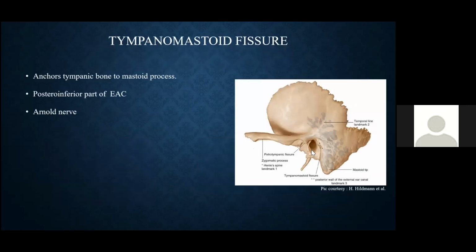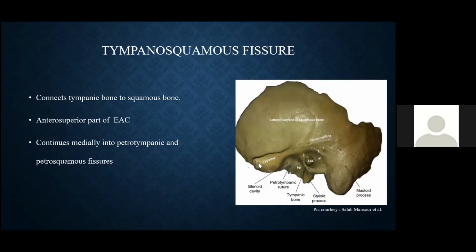Now the tympanomastoid suture line, which we know in relation to the posterior inferior part of this bony external auditory canal, and it transmits the Arnold's nerve. And then the tympanosquamous suture line, which we have studied when we see the articulation of the squamous part with the tympanic bone in the anterior superior part of the external auditory canal, and it can continue medially to this petrotympanic suture. This is the petrotympanic suture line, which further continues into the endocranial part or the internal petrosquamous part also.